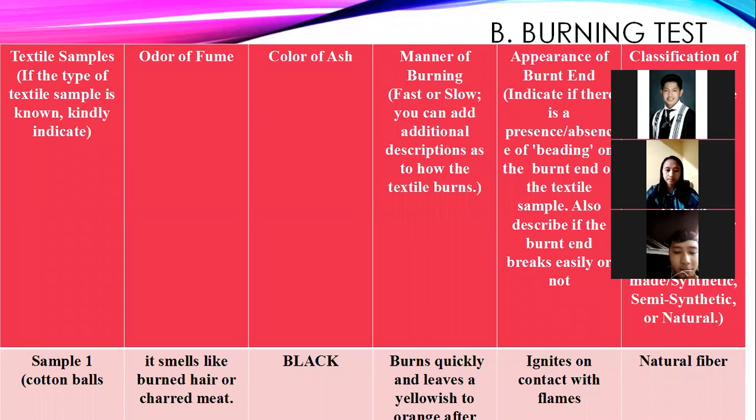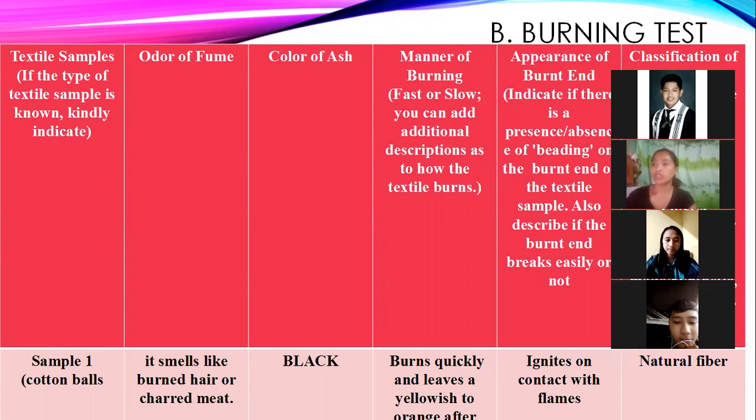Okay, so for the burning test, we used textile samples. Sample number 1, cotton balls. The odor of the fume smells like burned hair or charred meat. The color of ash is black. The manner of burning is that it burns quickly and leaves a yellowish to orange afterglow when put out. Appearance of the burnt end: it ignites on contact with flames, and the classification of fibers is natural.